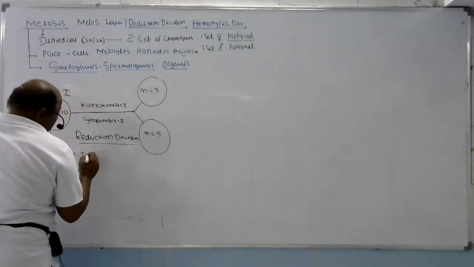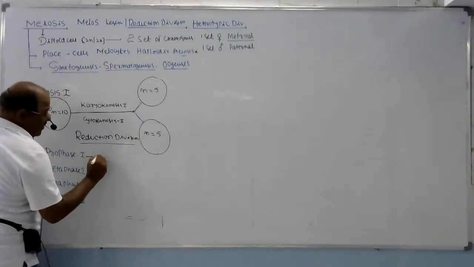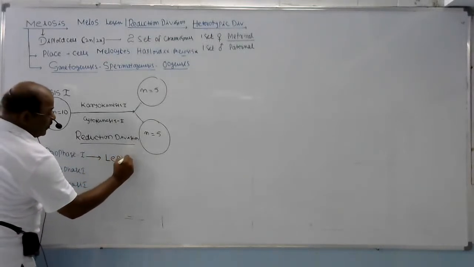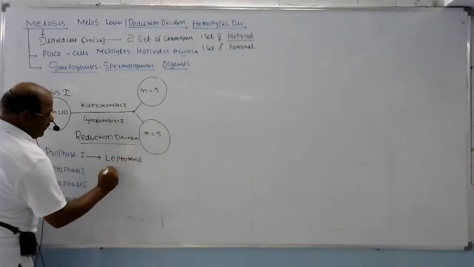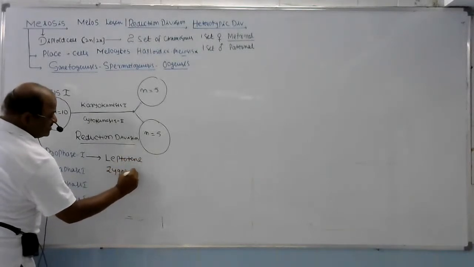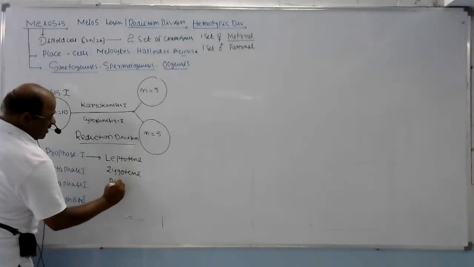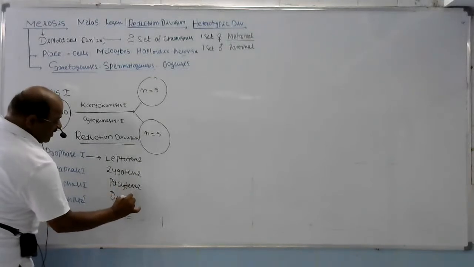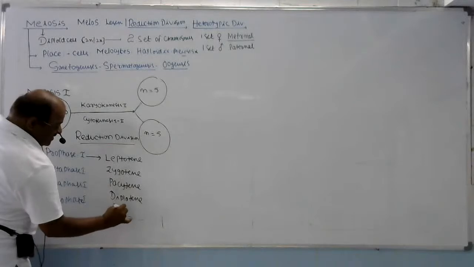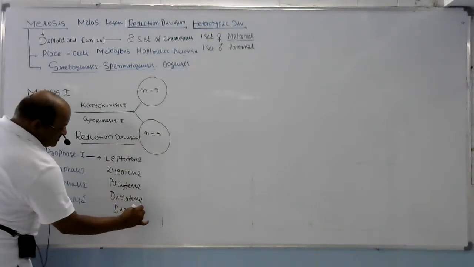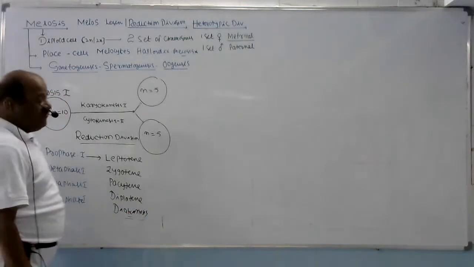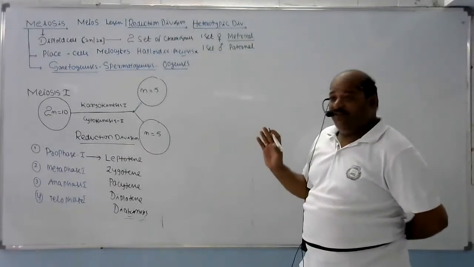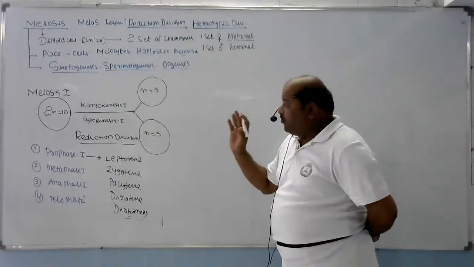Prophase 1 is the longest phase as well as a complex phase. Prophase 1 is classified into 5 types. One is leptotene, another is zygotene, another is pachytene, another is diplotene, and the last one is diakinesis. Listen carefully. We will discuss the meiosis process over 3 to 4 classes. Slowly we will discuss. Don't get confused.